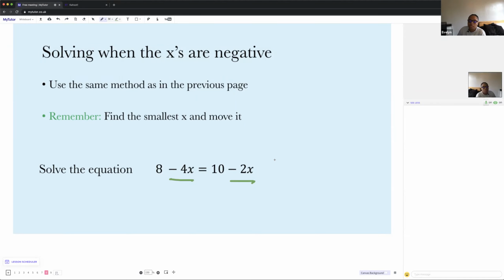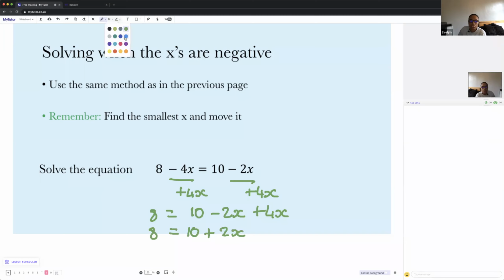Minus 4 is the smallest, so we're going to move that one over to the right hand side. So the opposite of subtracting by 4x is adding 4x. So we're going to add 4x to both sides. So we've got x equals 10 minus 2x plus 4x. Now we'll still have our 10, but minus 2x plus 4x is plus 2x. And then we can continue to solve.